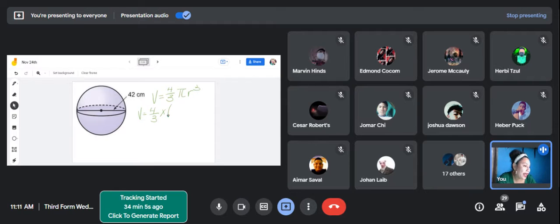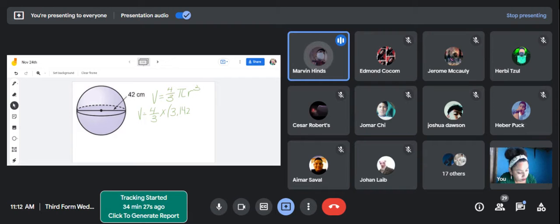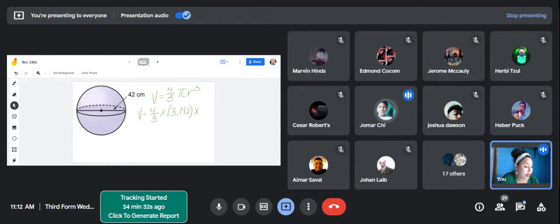Multiplied by pi. What is pi? 3.14, miss. 3.142. This is the one that you guys have to use. 3.142, more exact. Is that the activity two, miss? No, this is not activity two. It's practice.